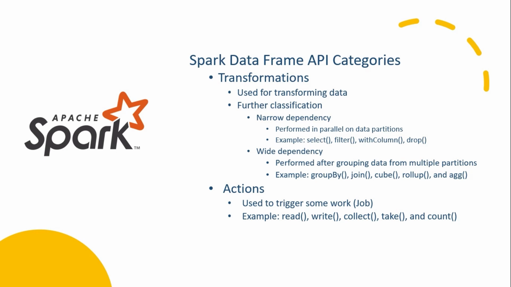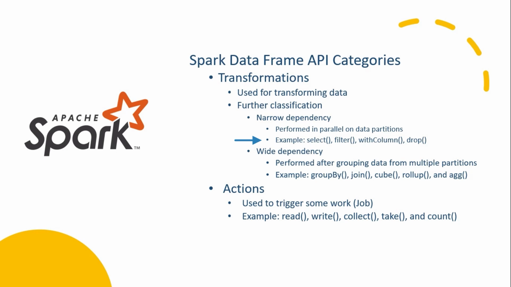Most of the Spark APIs can be classified into two categories, transformations and actions. We also have some functions and objects that are neither transformations nor actions. However, the majority is grouped into these two categories. Transformations are used to process and convert data, and they are further classified into two categories, narrow dependency transformations and wide dependency transformations. The narrow dependency transformations can run in parallel on each data partition without grouping data from multiple partitions. For example, select, filter, withColumn, drop, etc.